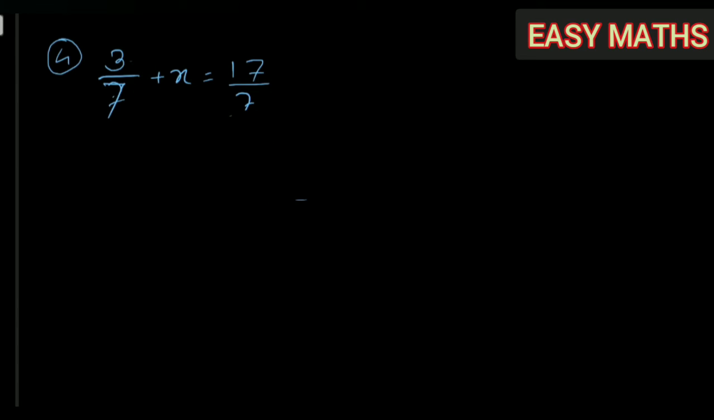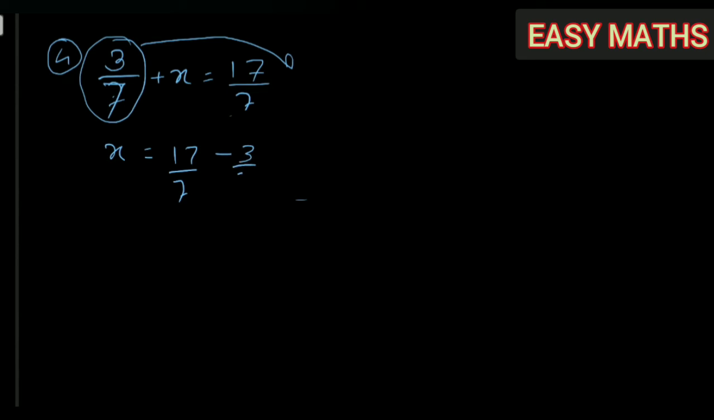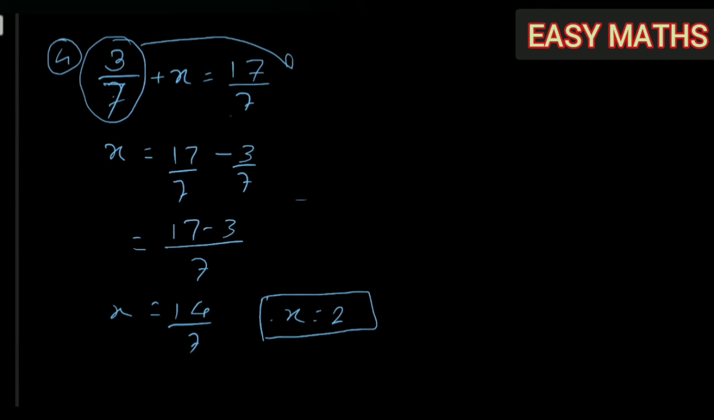So what we can do is take this whole term to the other side. So it will become 17 by 7, and plus 3 by 7 will become minus 3 by 7, and now we have the same denominator. So we will write 17 minus 3. It will become 14 by 7, and we will get the final answer as x equal to 2. Simple question.